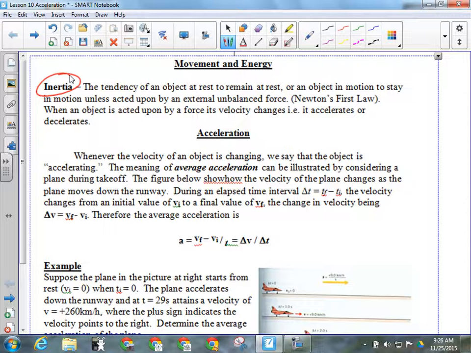So inertia is basically the tendency of an object to remain at rest, or an object in motion to stay in motion, unless acted upon by an external unbalanced force. When it is acted upon by a force, then its velocity changes, it accelerates. So that's Newton's first law.